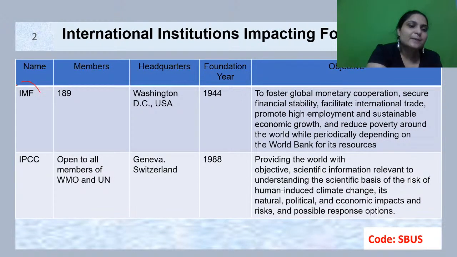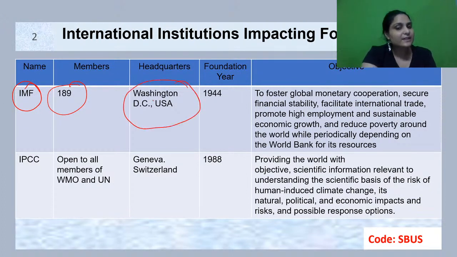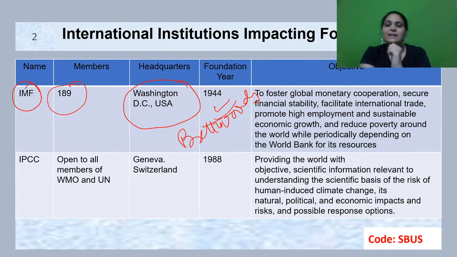Now, the IMF, the International Monetary Fund, has 189 members. Its headquarters are in Washington, D.C., USA. The foundation year is 1944, as I told you. It is a Bretton Woods institution, the Bretton Woods sisters, the IMF and the World Bank, both international organizations. The difference between these organizations is that the IMF is primarily the policy making body. It brings all the nations together, discusses their problems, and tries to help them in better policy making regarding their trade and monetary or fiscal policies. The World Bank, on the other hand, actually gives out the money. So the IMF relies on the World Bank for resources to give out to the nations.